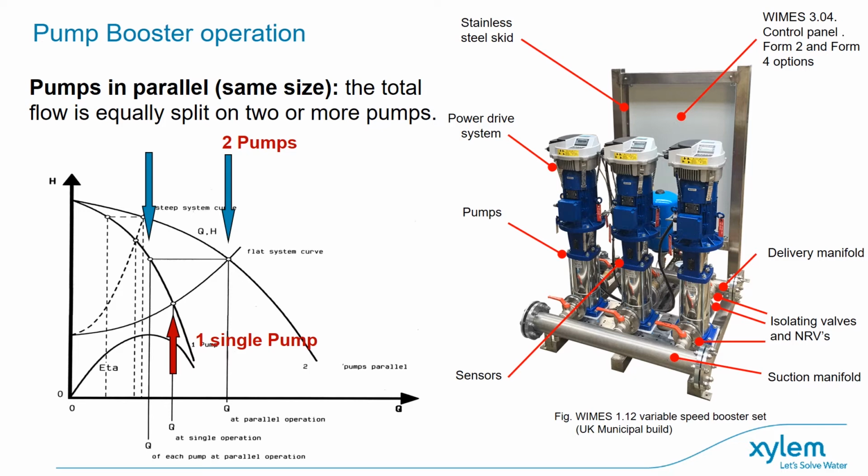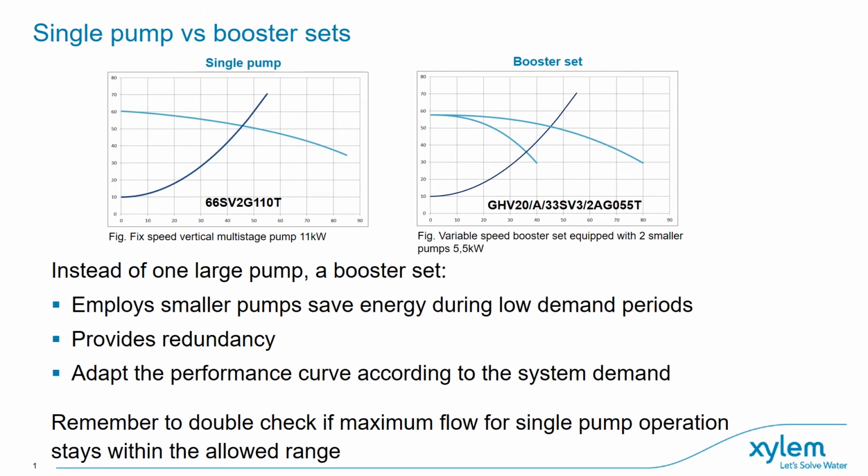If we look at single pump versus package booster sets, the one large pump can, in some instances, have a much higher motor power. So if we look on the slide here, you can see the one pump on the left-hand side. This is a fixed speed multi-stage pump, which would be 11 kilowatts in total motor power. So although you will be running this unit at fixed speed, it will have a high output current.